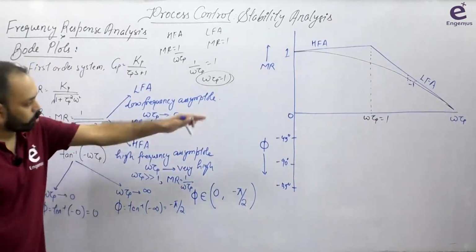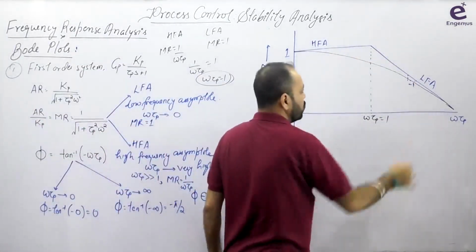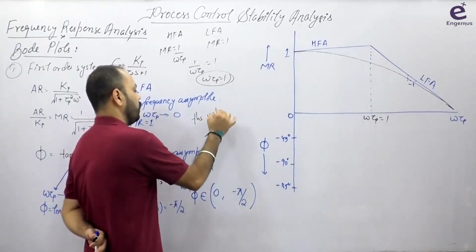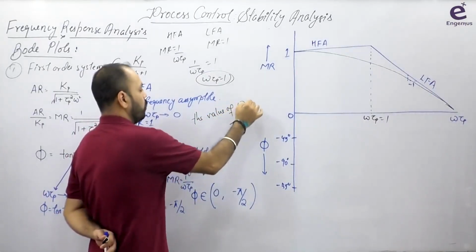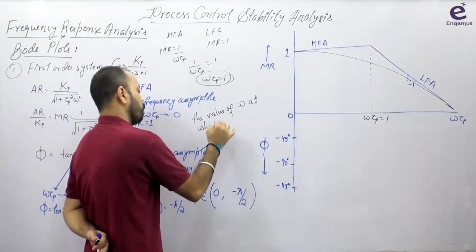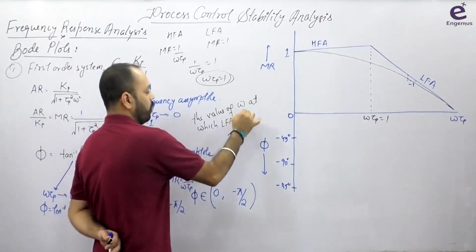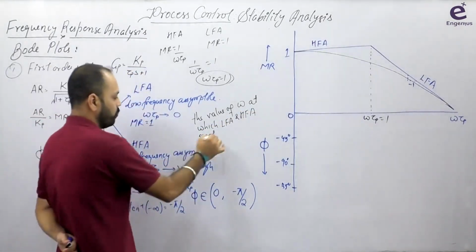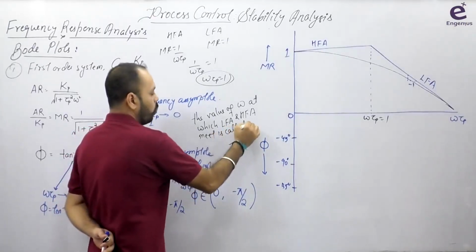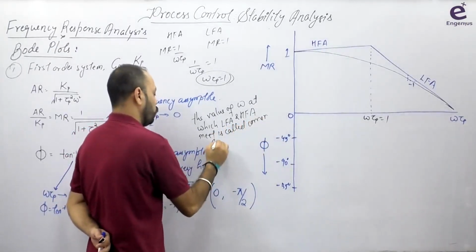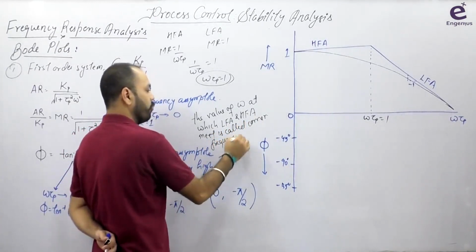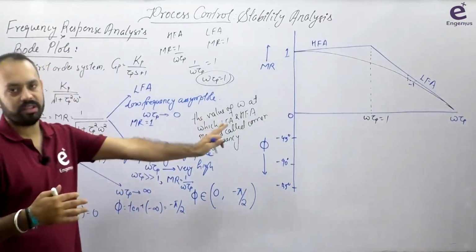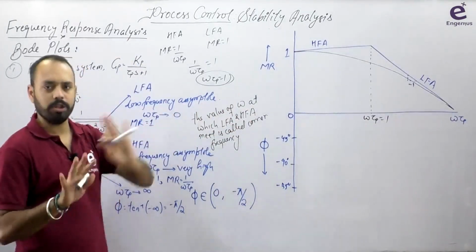Now this frequency where the two asymptotes meet is called the corner frequency. The value of omega at which LFA and HFA meet is called the corner frequency. Don't ask, sir, ये इसका significance क्या है? Corner frequency का कोई significance नहीं. It is just a point on the graph where the two asymptotes intersect. Nothing to do with the stability. That is the crossover frequency. Here, nothing to do with the stability.